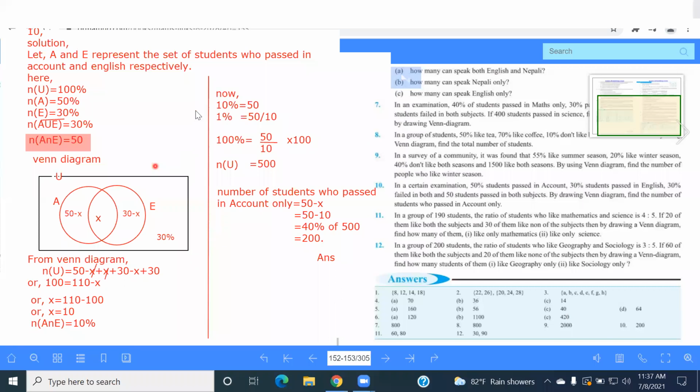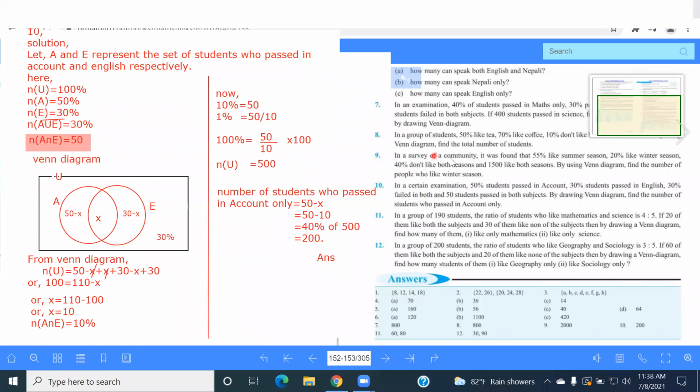After getting this 10, we have to find the total number of students. And after finding the total number of students, we can find whatever is given in the question. Here it is given to find the number of students who passed in account only. That is 50 minus 10, 40%. If English only, then 30 minus 10, 20%. If it was asked how many students passed in both, then 10% of 500 students. How many students failed in both, then 30% of 500. We could find whatever is given in the question, right?